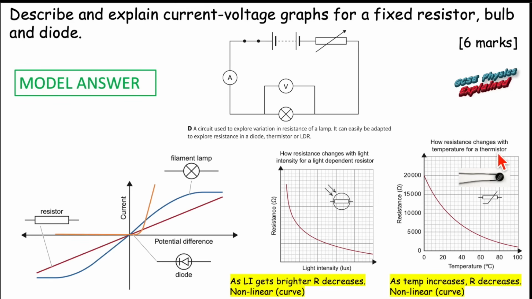And it's exactly the same for a thermistor, which is a resistor that changes its resistance as the temperature changes. Once again, it's an exponential shape, and you can see as the temperature increases, the resistance decreases. And it's non-linear, just like that graph, because it's a curve.